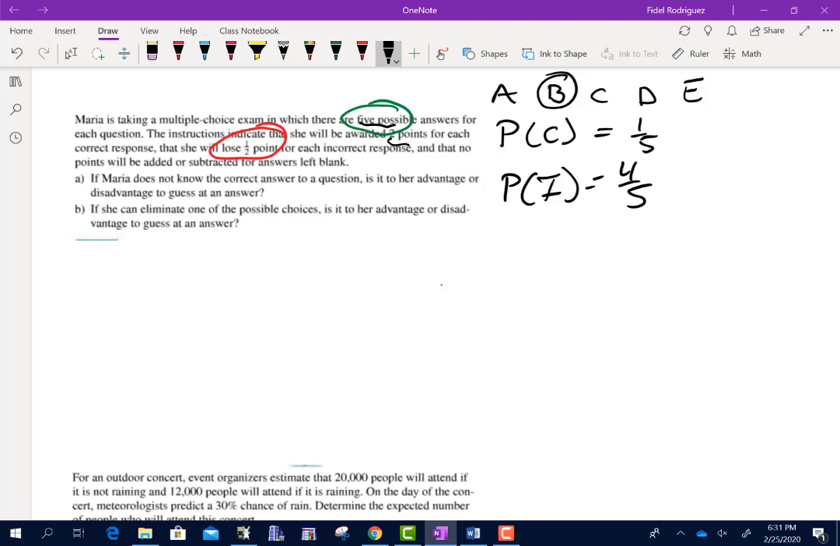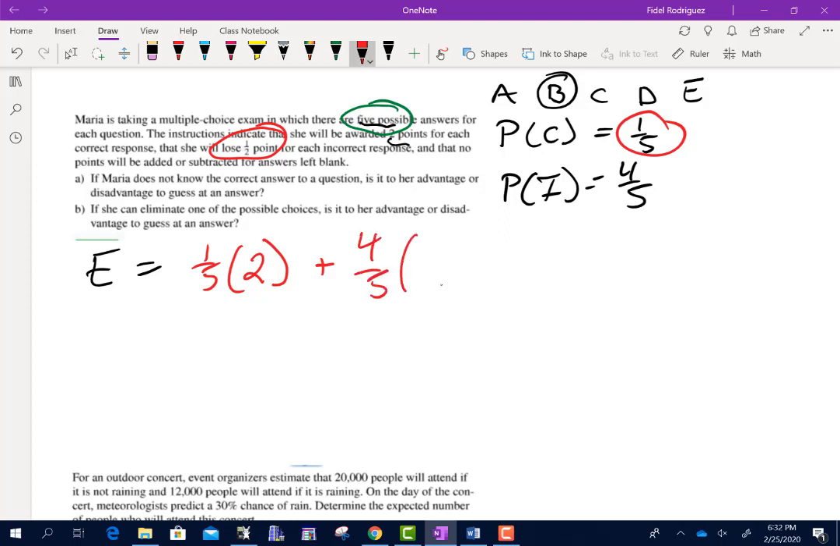Okay, so the question says, if she does not know the correct answer, is it to her advantage or disadvantage to guess at an answer? Well, let's see. The probability that she guesses correctly is going to be 1/5. Okay. If she guesses correctly, she's going to gain 2 points. Now, the probability that she's going to guess incorrectly would be 4/5, in which case she's going to lose half a point. Okay. All right, so now let's go ahead and do our calculations.